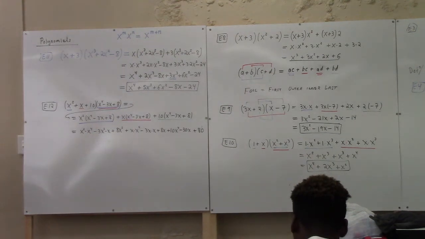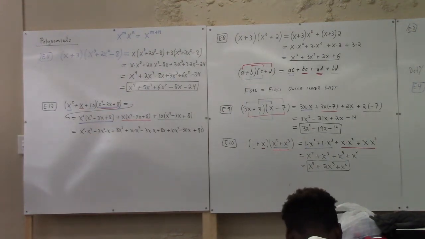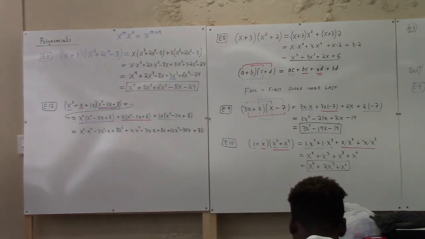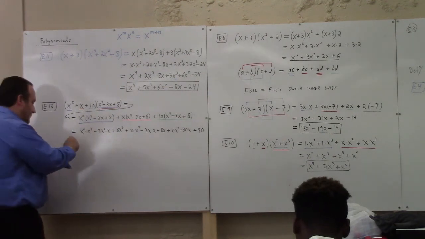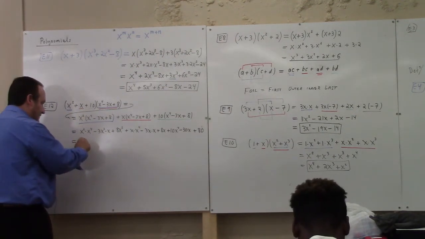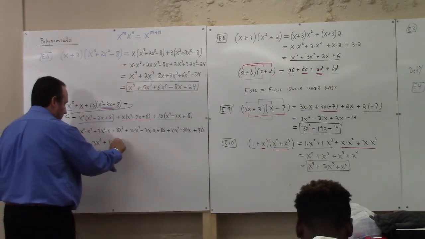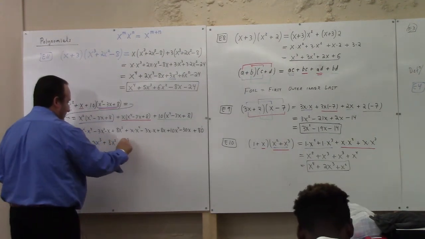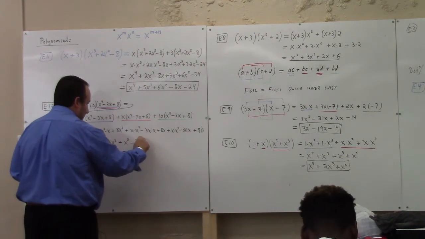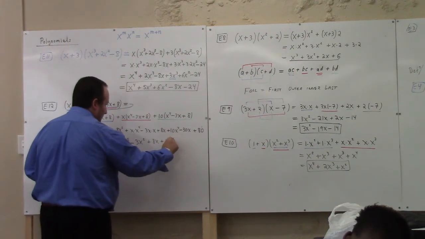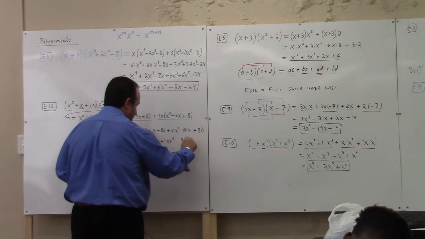So again, it's just the distributive property applied over and over again, paired with the laws of exponents. x to the m times x to the n is x to the m plus n. We add the tops, right? So what do you got? We got x to the power 6 minus 3x cubed plus 8x squared, plus x to the power 5 minus 3x squared plus 8x, plus 10x to the 4th minus 30x plus 80.